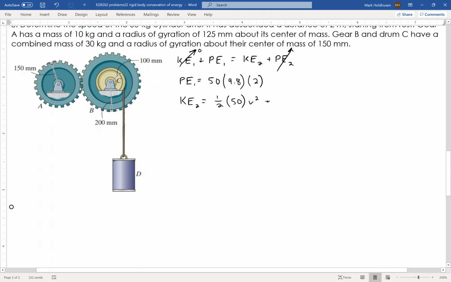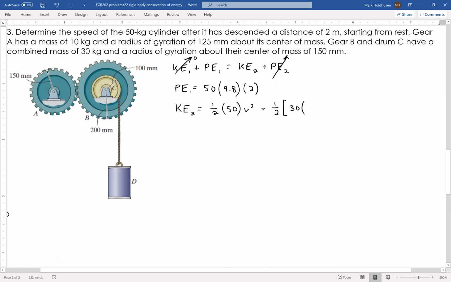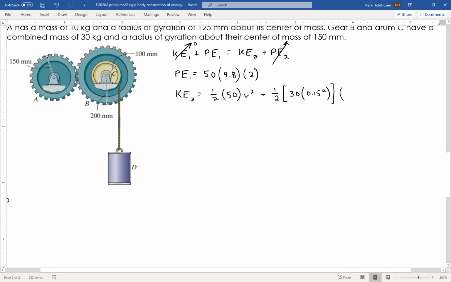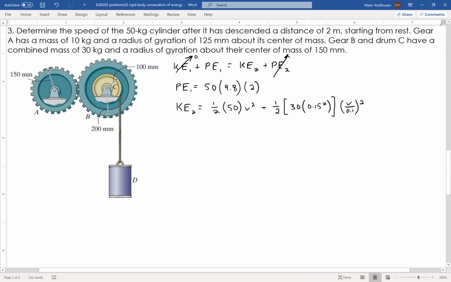So that's going to be 1/2, and again, this one's not translating, so it's just I omega squared, where I is the mass of 30 times the radius of gyration of 0.15 meters, squared. So that's I, and then omega is related to the velocity by that 0.1 meters, so it's going to be v divided by 0.1, squared. So that is gear C, basically, with the drum on it that the cylinder is attached to.